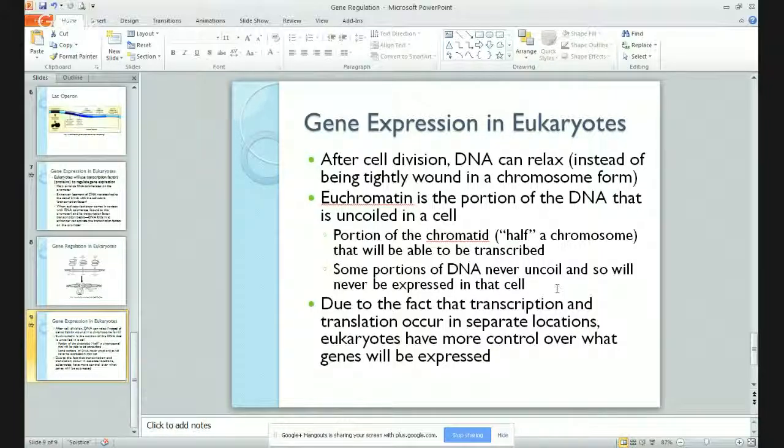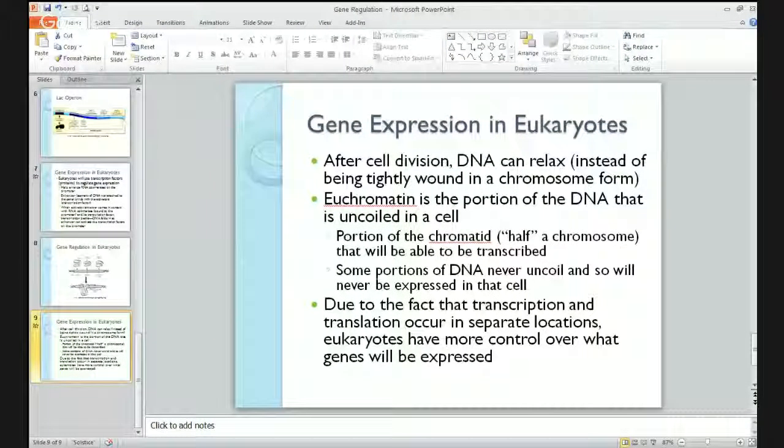And because transcription and translation occur in separate locations, eukaryotes are going to have more control over what genes are going to be expressed. They're going to be able to take that little step in between and cut out snippets that they don't want expressed.